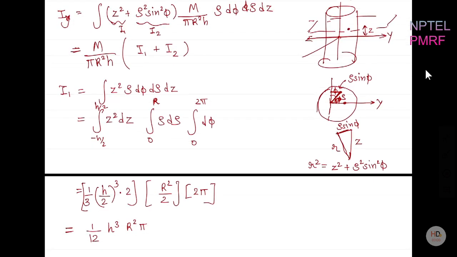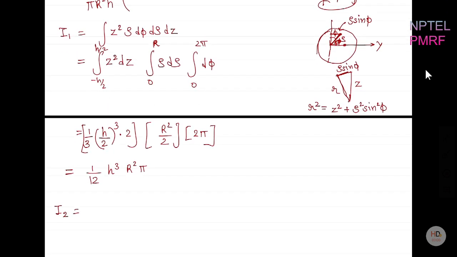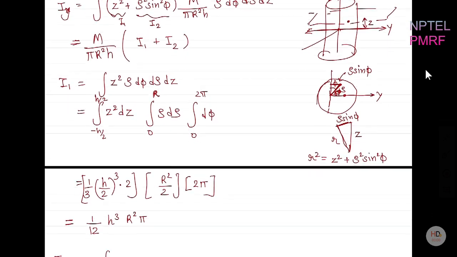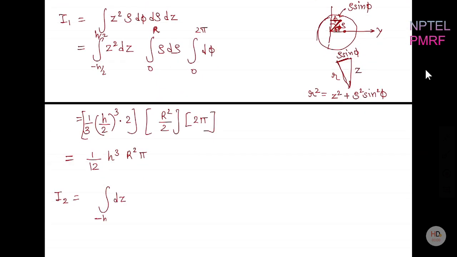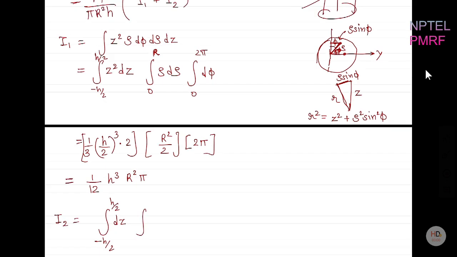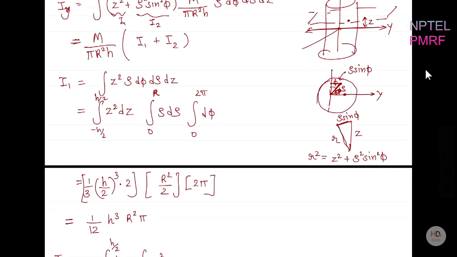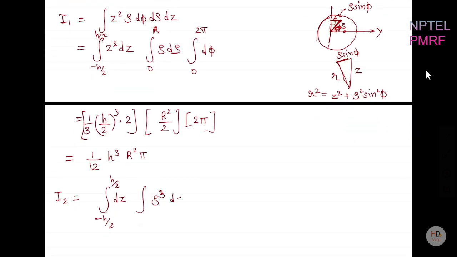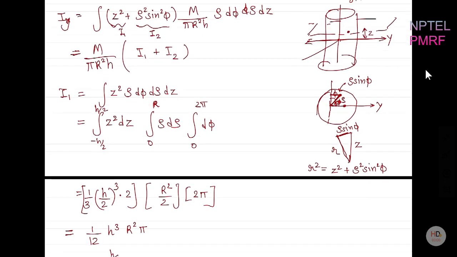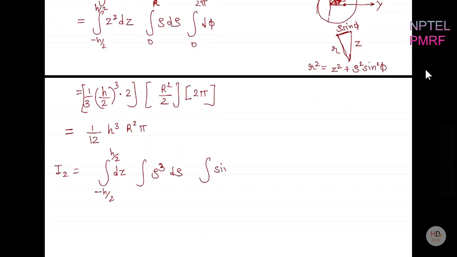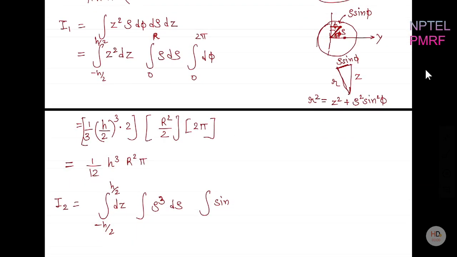Okay, and what about I2? Well, for I2, for z we have just dz, for r square we have rho square times this rho, so rho cube d rho, and for phi it is sine square phi d phi. Rho is from 0 to r, and phi is from 0 to 2 pi.